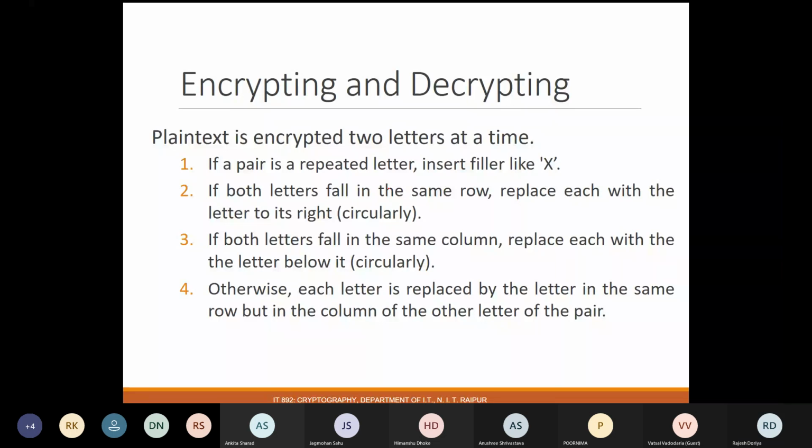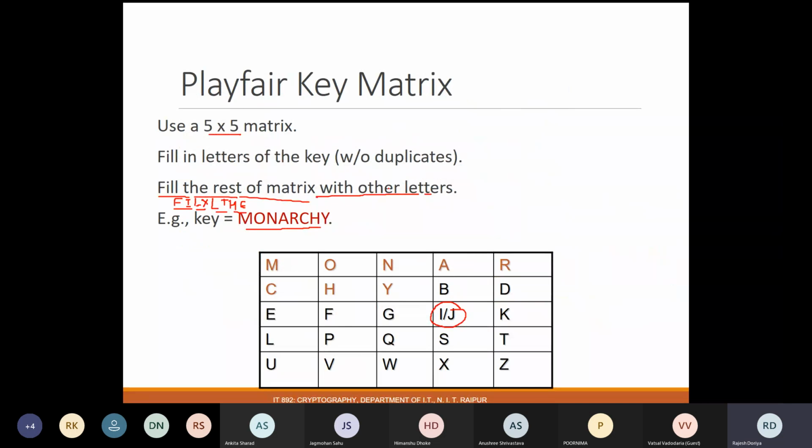Then let's say we are trying to encrypt FI. Okay, where is FI? Here is FI. So if the letters are falling in the same column, then this one will be replaced by this one, G, and this one will be replaced by this one, which is K. So FI will be encrypted as GK.